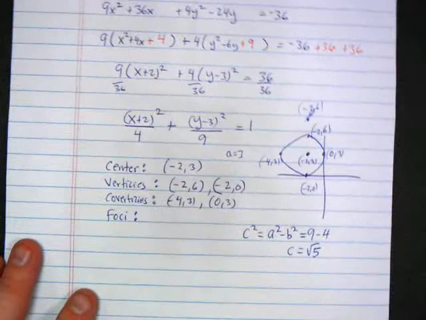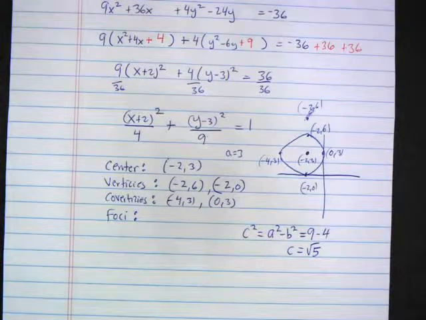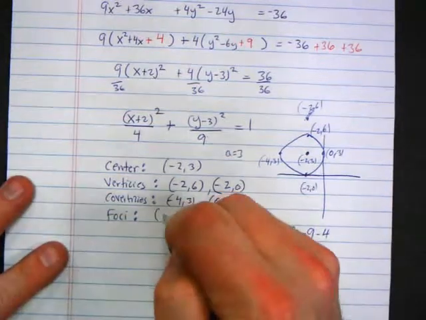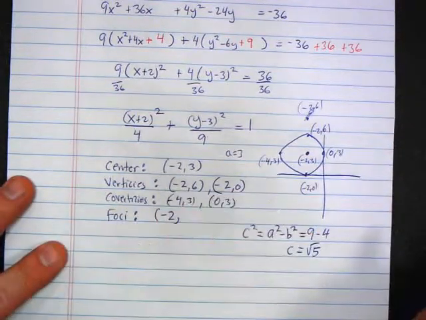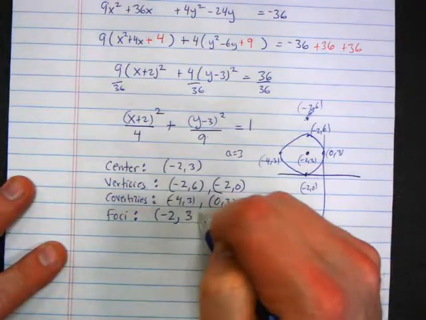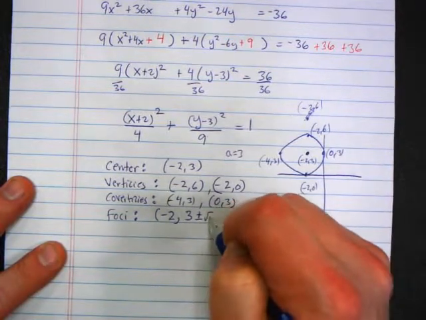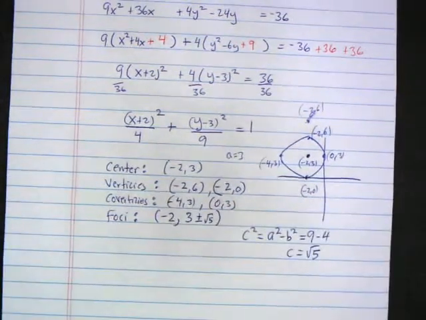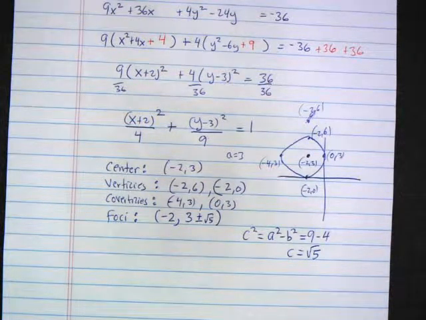So here's how I would write my answer for foci. I have to go up the square root of 5 and down the square root of 5. So I would write it as -2, comma, 3 plus and minus square root of 5. That's how I would write them. If you want to write them separately, that's fine. You can write -2, comma, 3 plus the square root of 5, and then -2, comma, 3 minus the square root of 5 if you want. I prefer to just write them in one term.